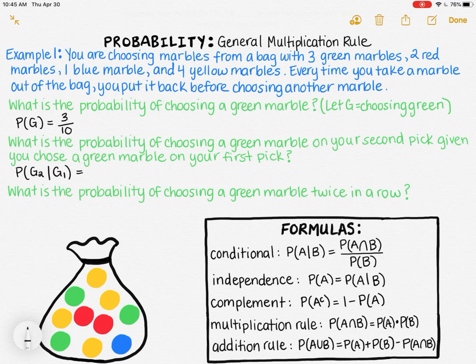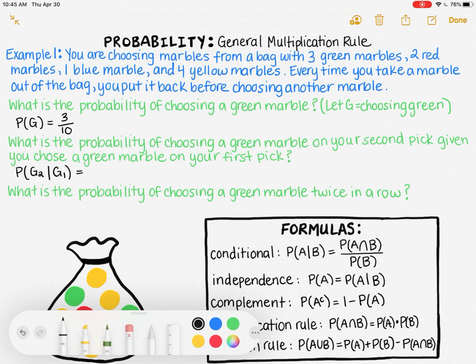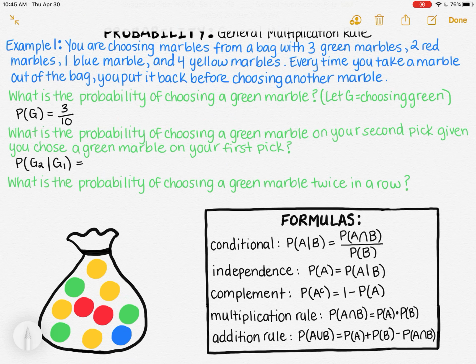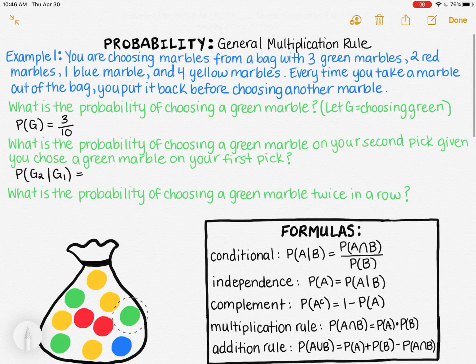Now, this is where we have to consider the important piece of information in the problem, which is that every time we take a marble out of the bag, we put it back before choosing another marble. So just visualize with my picture for a minute what it would be like if we picked a green marble out and then put it back and then picked another marble. If I pick a green marble out of the bag, my example is telling me that before I go to pick a second marble, I'm going to have to put this marble back in the bag, and then I'm going to pick another marble.